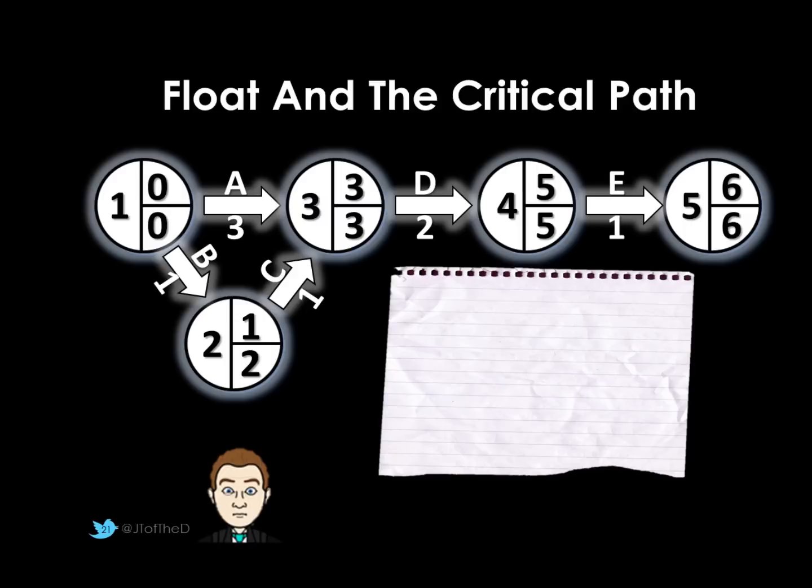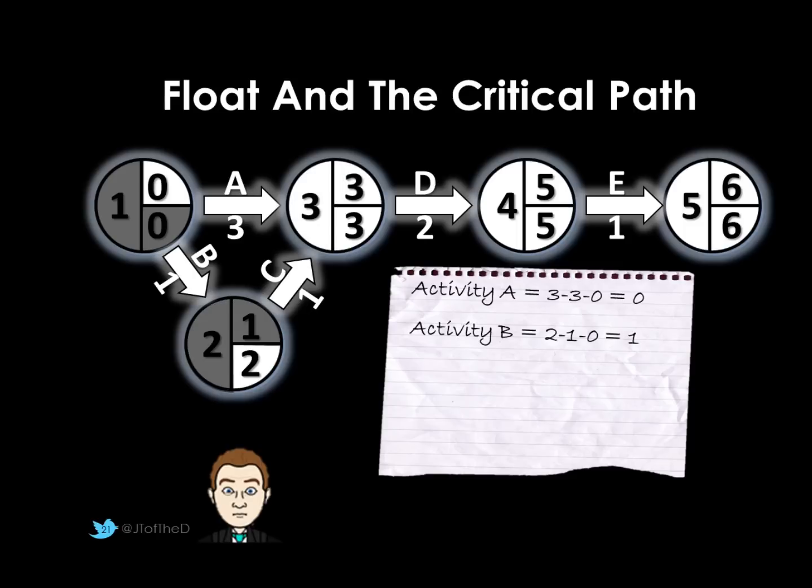So let's calculate the float on our example. We're going to go through each activity in turn, starting with activity A. So again, I've left unshaded the numbers either end of activity A that we're concerned with. So the latest finish time of activity A is 3. Take away the duration, 3, which is 0. Take away 0, remains 0, so there's no float in activity A.